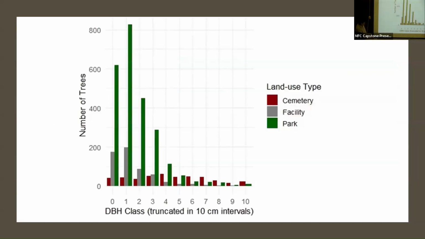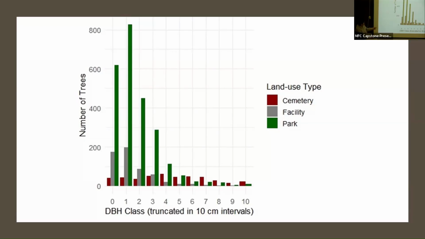So, okay, here's how we did DBH class. It's in intervals of 10. So 0 to 1 would be 0 to 10, 1 to 2 would be 10 to 20 centimeters, 2 to 3 would be 20 to 30, and so on. And then at the 100 centimeter mark, we cut the data off, and every tree above 100 centimeters would go into the final category of the 10th interval.